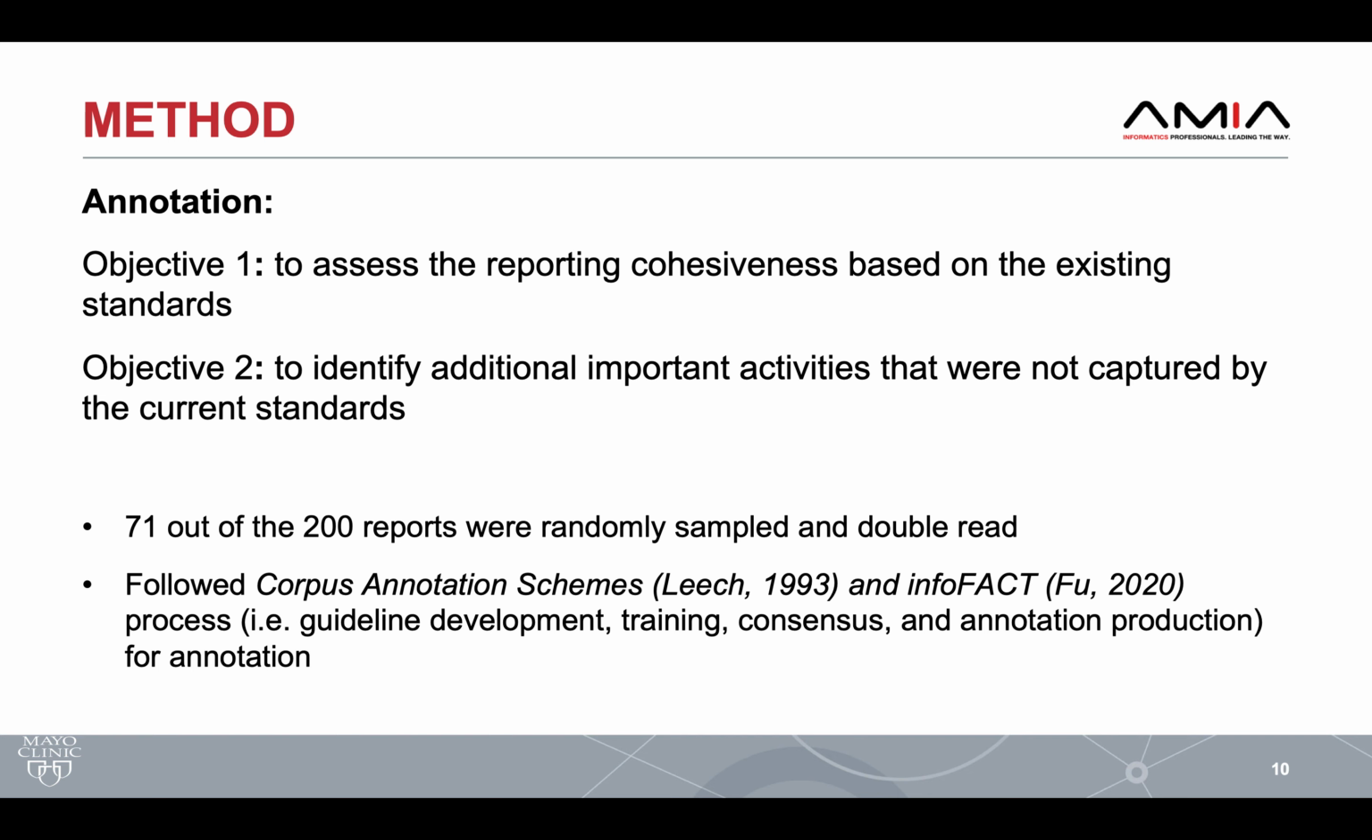Moving to the annotation, there are two main objectives. The first objective is to assess the reporting adherence based on existing standards. The second objective is to identify additional important activities that are not captured by the current standards. The annotation process followed a standard process including guideline development, training, consensus, and annotation.